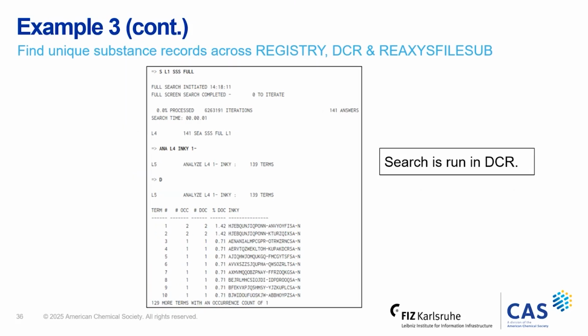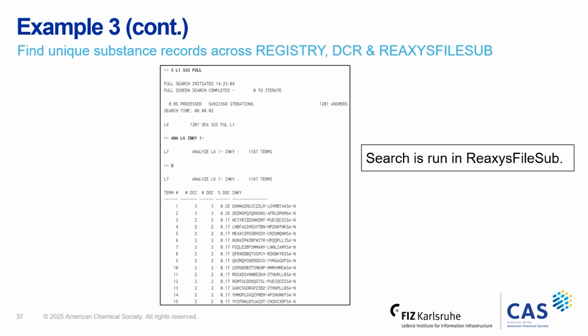Do the same kind of structure search in DCR. Notice in this case, there were 141 structure substance records that were captured. Analyze the InChIKey for that set, and you can see the results for the first 10 in this screen capture. Again, the first 2 got 2 hits, and again, that's because of the corresponding polymer type of entry in the database.